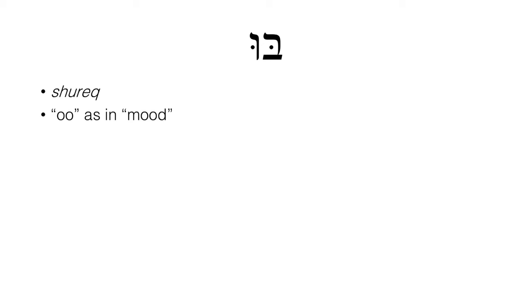Finally, we have shureq. Shureq is a vowel that looks like a vav with a dagesh in it, but technically it is a vowel. And it is a vowel that makes a U sound or a double O sound, as in mood. So you would pronounce this as boo.